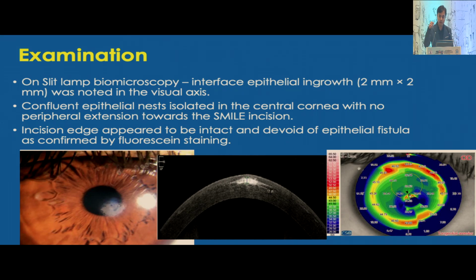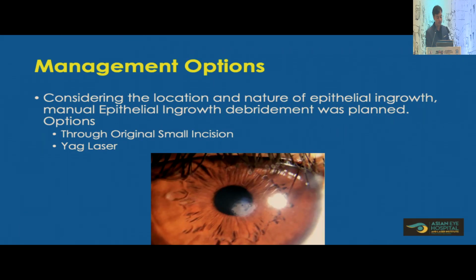When we did the fluorescein stain, we could see that the small incision that we take in SMILE was quite intact, and it was devoid of any epithelial fistula. So this was extremely important for us to know how to approach this case. As we discussed, there were two cases already published. In both of them, they had gone through the small incision, and in both there were a high amount of recurrences. There is one patient already published with YAG laser, but that was in the periphery.